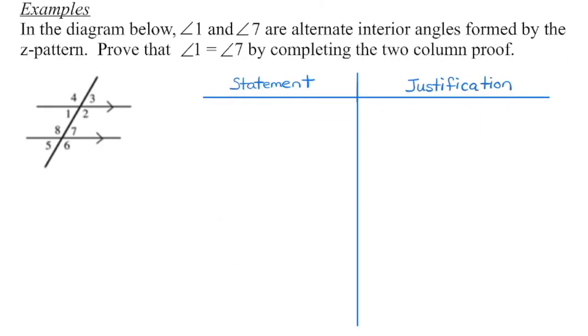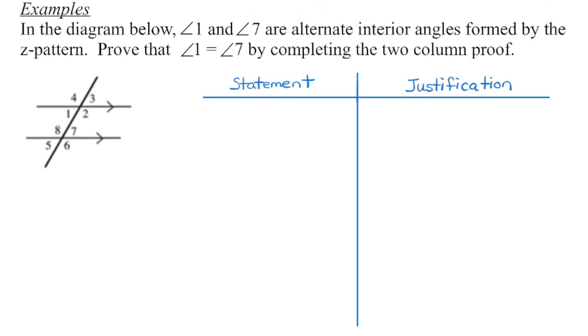In our second example here, we are ultimately trying to prove that angle 1 is equal to angle 7. Now, we know angle 1 right here and angle 7 are alternate interior angles. We also know that these two lines are parallel. So if two lines are parallel, alternate interior angles we know are equal. However, we can't just say that. That's a statement. That's not a proof.